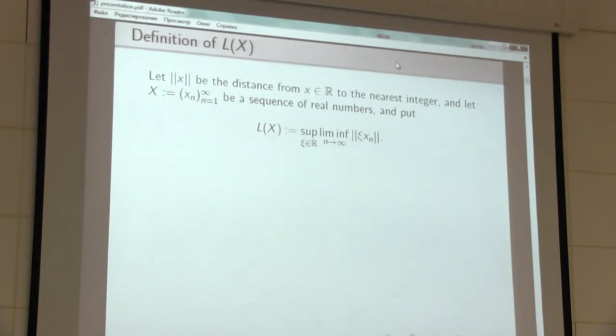We can talk about the distance from the real numbers, about the distance between integers, the distance from a sequence of real numbers, and we want to evaluate the following quantity, L of x, which is the sum of real numbers c of all limiting points of the following sequence. Unless we know some information about our sequence, we can say nothing.